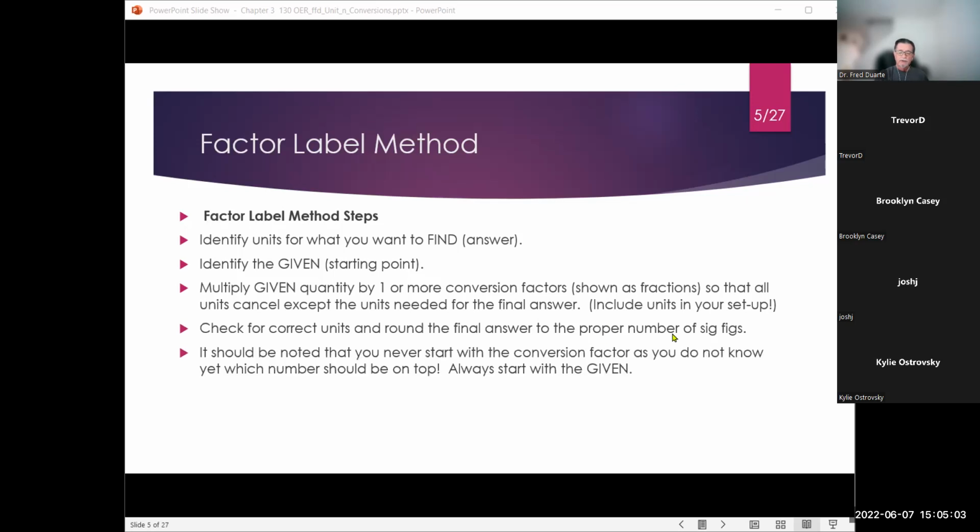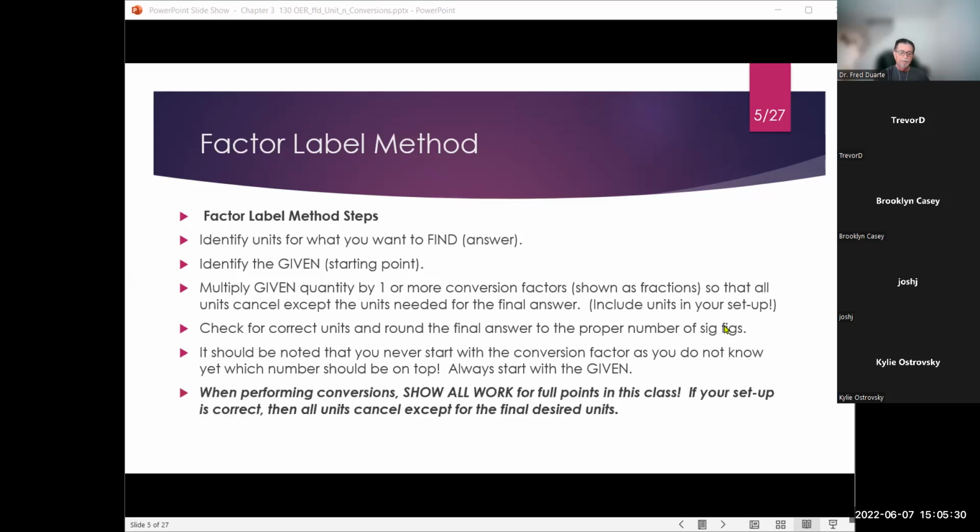Check the units, and then obviously, like we've been doing with respect to sig figs, present your data with the proper sig figs. A lot of these factors are exact numbers, so they would not play a role in determining your sig figs. There's limited factors that are measurements and therefore could play a role in determining the number of sig figs, okay?